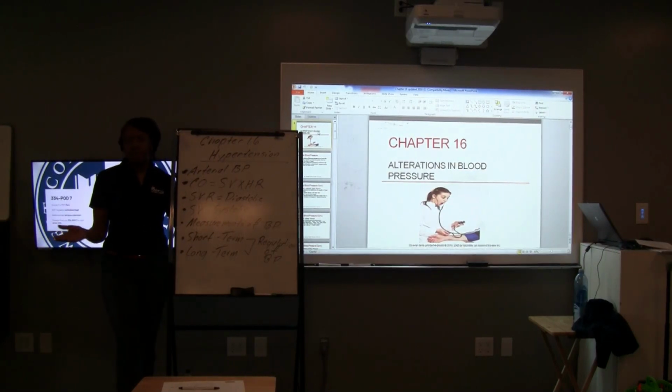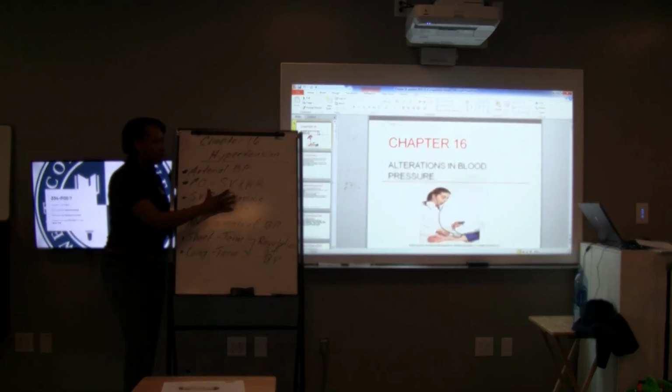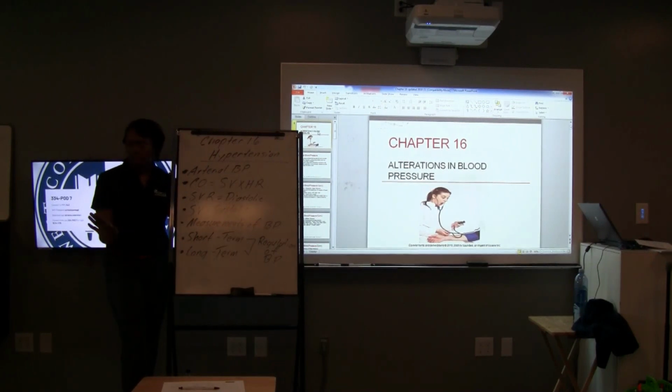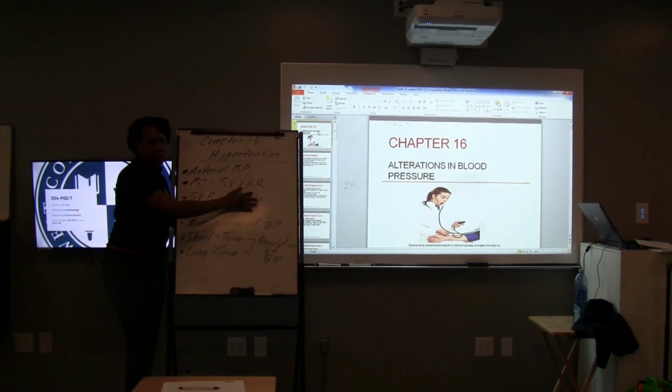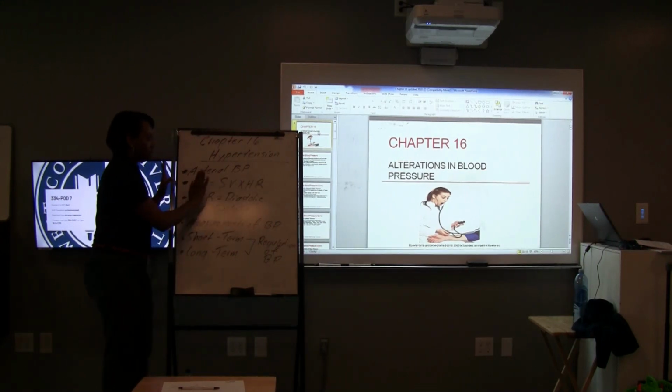big picture. Now, as far as test questions, you're not going to have any type of math problems, okay? So you don't have to worry about that part. But just make sure you understand the relationship between cardiac output and how it equals the stroke volume times the heart rate, okay? And so how it all kind of ties together.